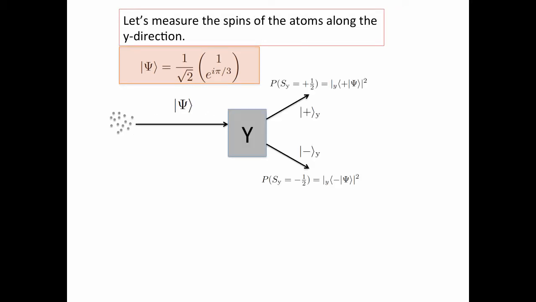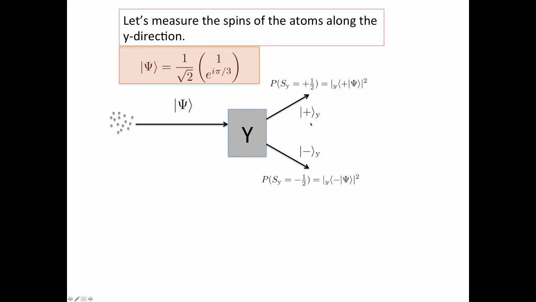This week we're not going to calculate the probabilities of measuring the spin along the x, y, and z directions like we did last time. I'll just concentrate on the y direction. As a reminder, the probability of measuring the spin along the y direction to be up, to be plus h bar over 2, is equal to the inner product of the plus state along the y direction with psi, all squared. And similarly for the probability of measuring the spin down along the y direction.